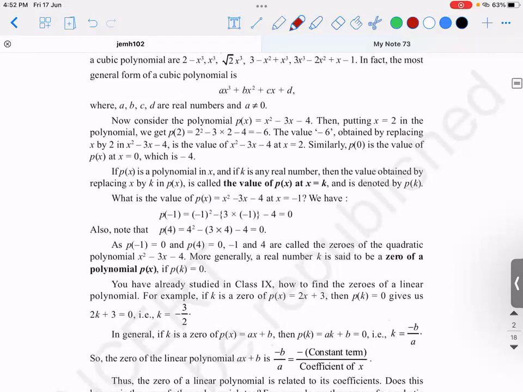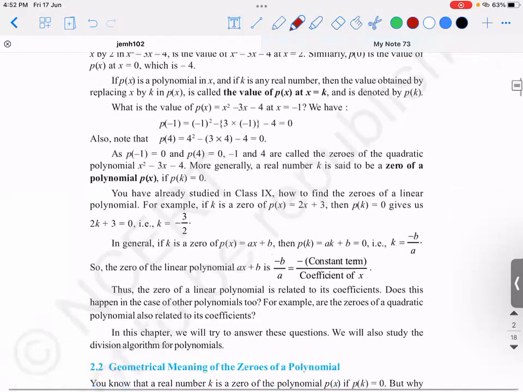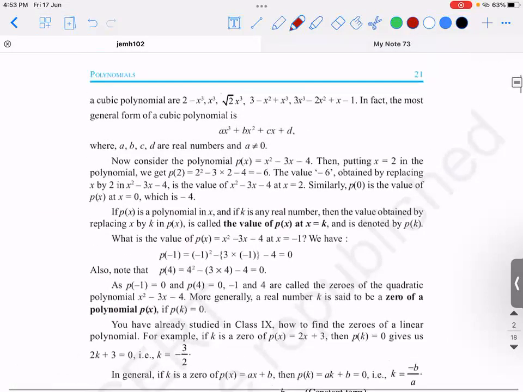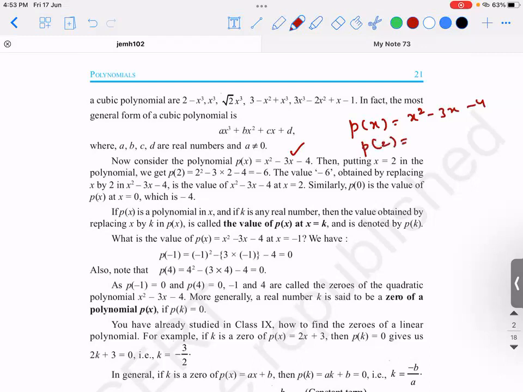So then, if I give you a question like this, for example, P of x is equal to x square minus 3x minus 4. If I ask you what is P of 2, what will you do? Substitute that, right? So you get 4 minus 6 minus 4. So the answer is going to be minus 6, correct?